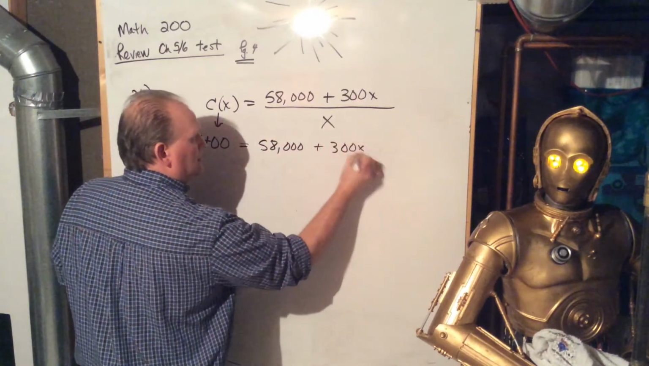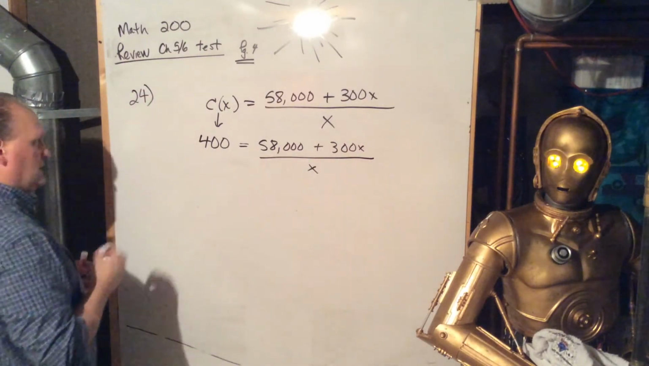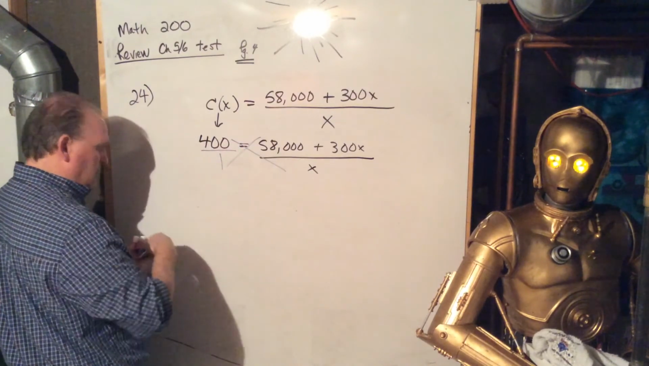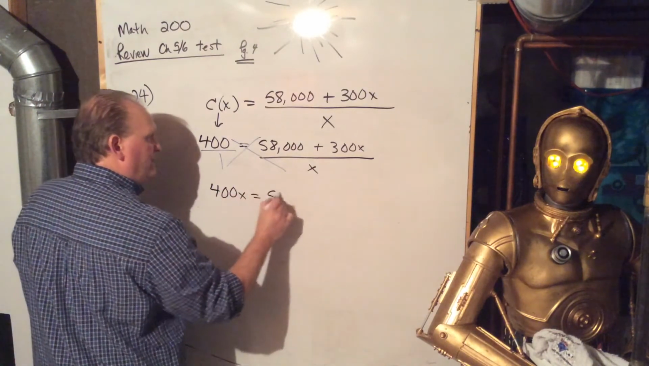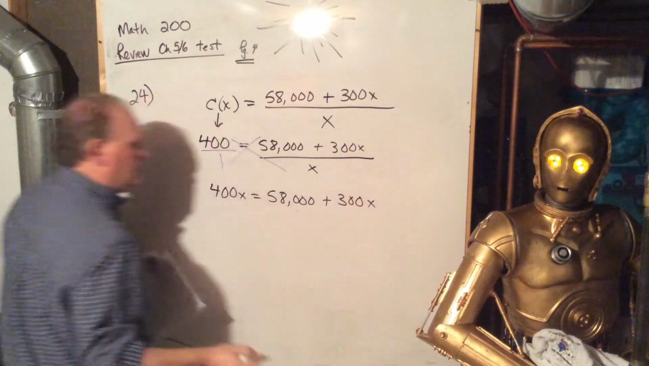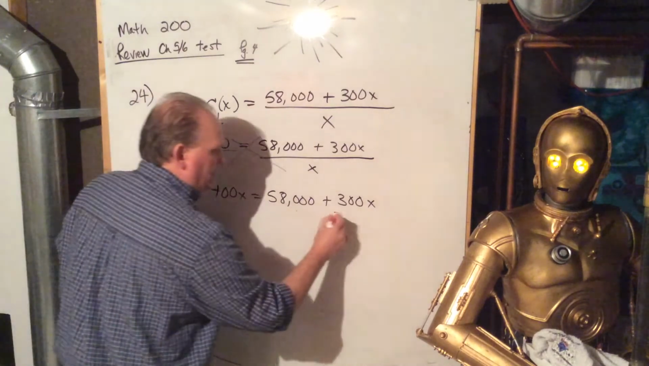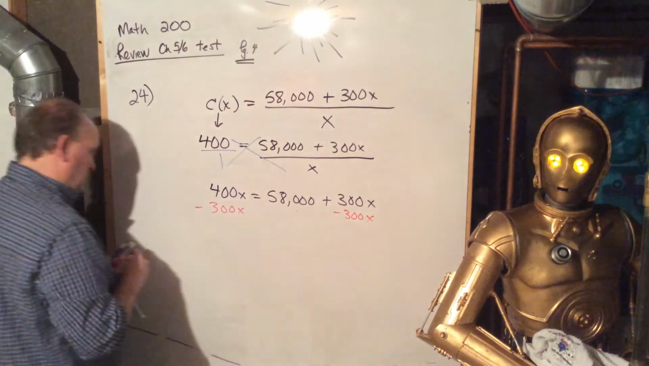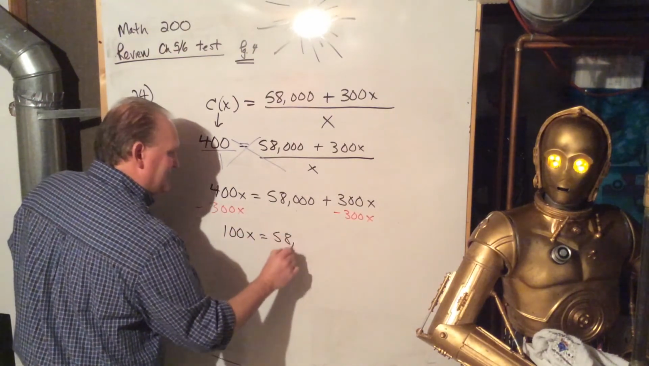Now, it ends up to be a pretty easy problem. We're going to cross multiply and solve. So it's a linear equation. So we got 400x is equal to 58,000 plus 300x. And now we want to get all the x's over to one side, so let's isolate the variable. So minus 300x, minus 300x, and we got 100x is equal to 58,000.